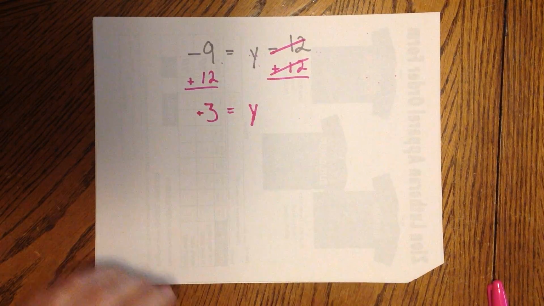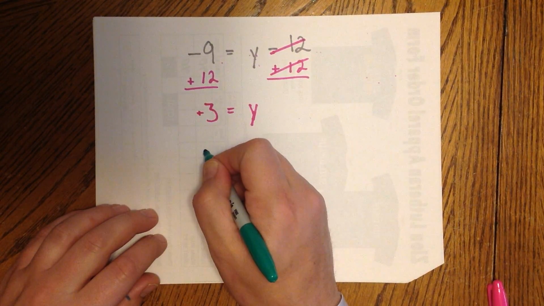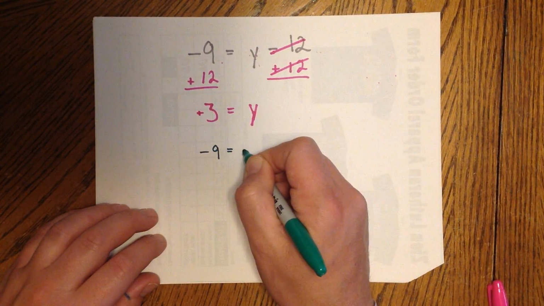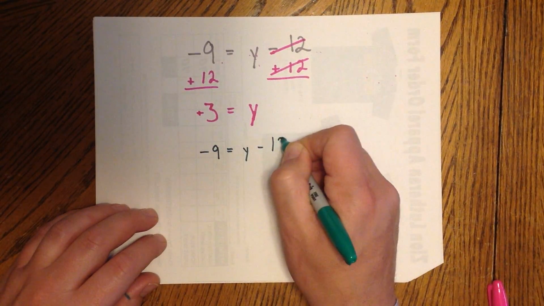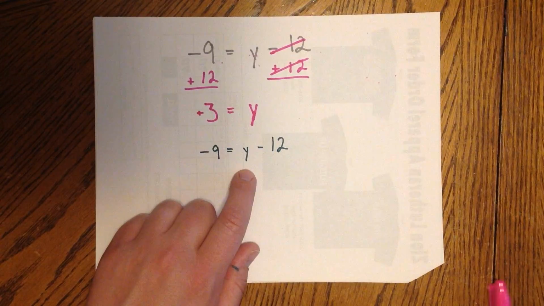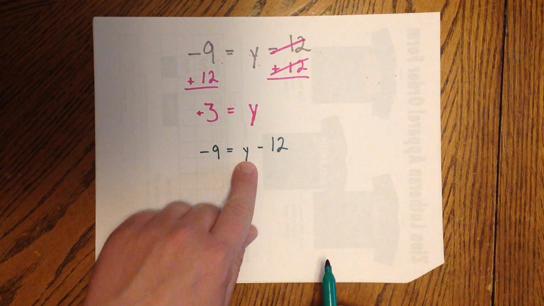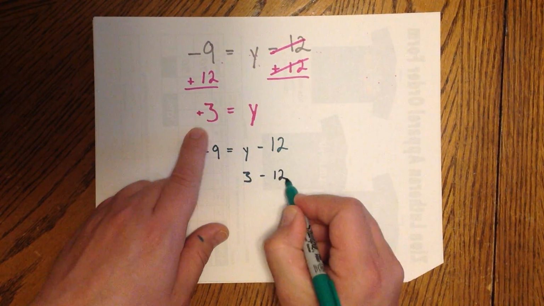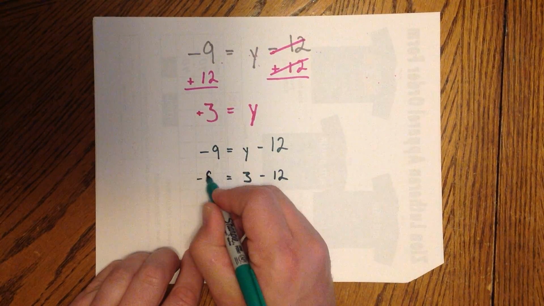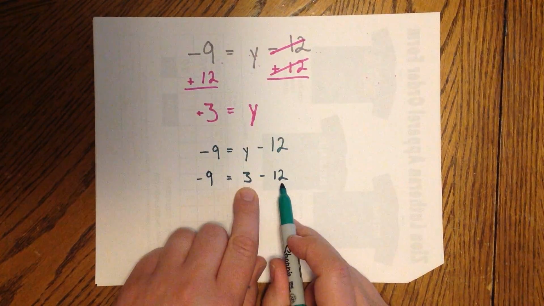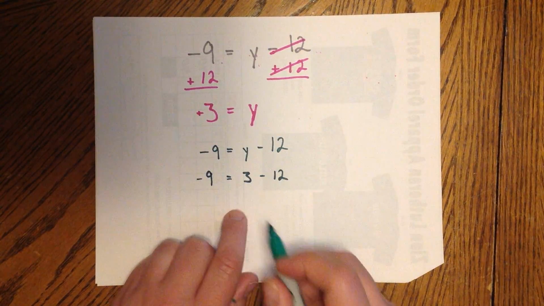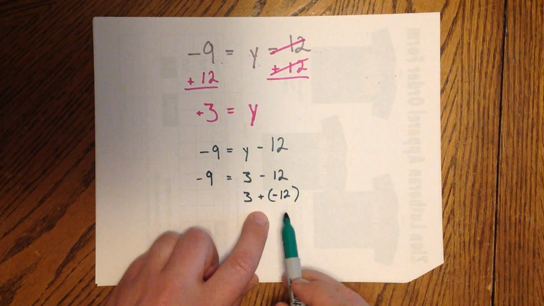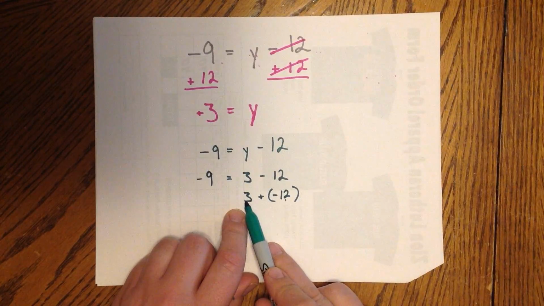It will avoid just silly mistakes, and it'll help you avoid losing points on papers that really would have been easy to get. Okay, so in place of y, I'm going to put positive 3. And 3 minus 12, or 3 plus negative 12, I could rewrite that as 3 plus negative 12. I've got a negative plus a positive.